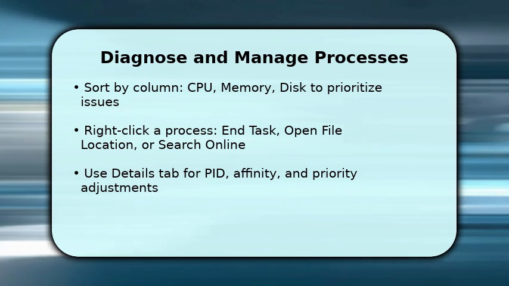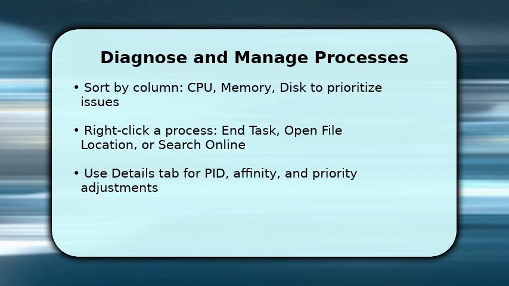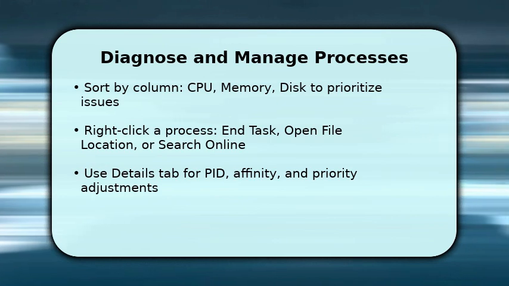Once you need precision, switch to the Details tab to note PID, set processor affinity, or adjust priority, but be careful when lowering system service priorities. Make measured changes and observe system responses.